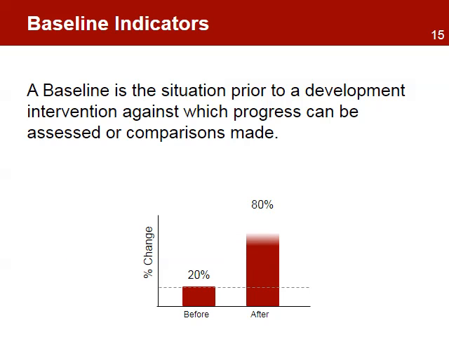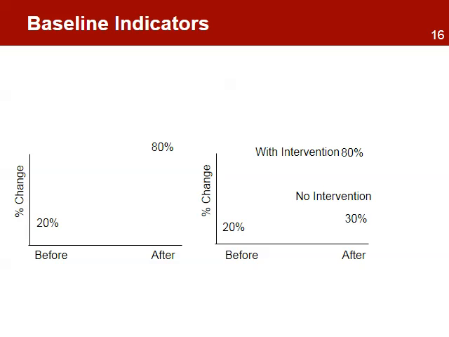A baseline is the situation prior to the project intervention against which progress can be assessed or comparisons can be made. A performance baseline is quantitative and qualitative information that is used as a starting reference point to measure project performance. The baseline is the first critical measurement the project will make, and is the information the project and key stakeholders will use to make decisions about the current situation before starting the intervention. The baseline information serves as a point of comparison.